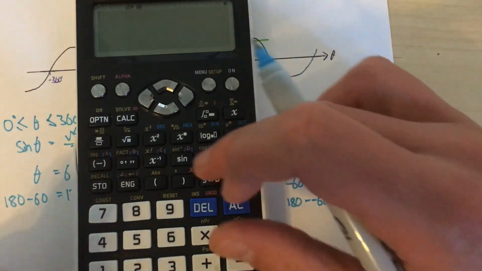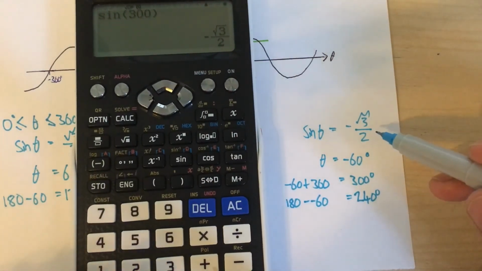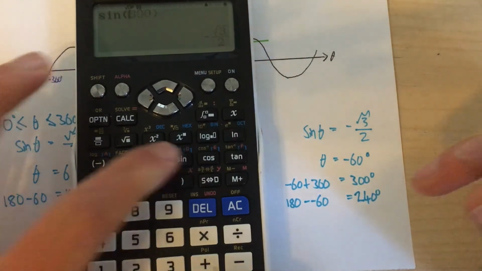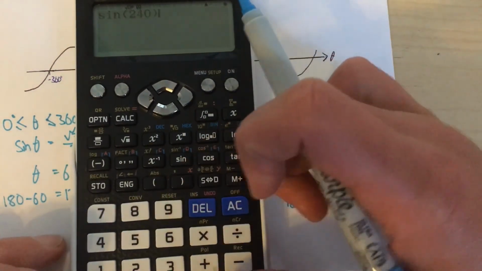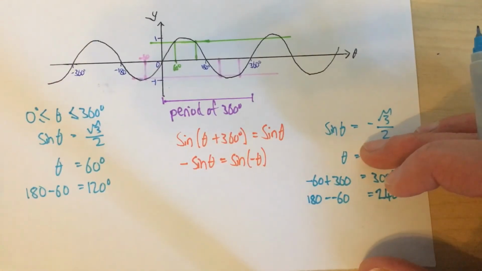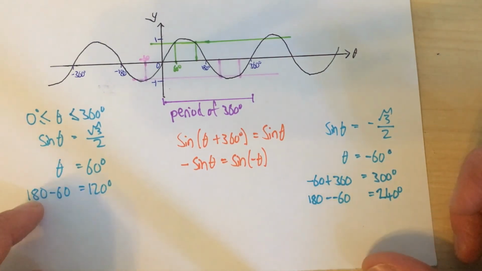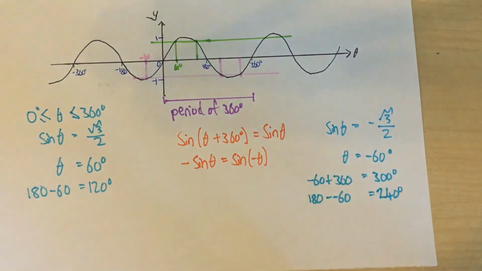Let's just check that on the calculator. So we're doing sine of 300 equals minus root 3 over 2. And sine of 240 equals minus root 3 over 2. The key thing to remember to find other solutions for sine is to do 180 minus the first angle.